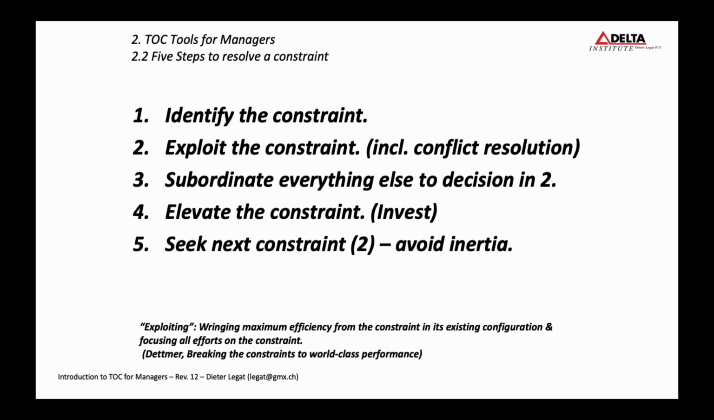Tool number 2 is the 5-step process to resolve a constraint. This is a Goldratt classic. Step 1, identify the constraint. Much easier said than done. Many managers have educated the people not to tell them about problems. Never tell a vice president about a problem is a rule of survival in many companies.